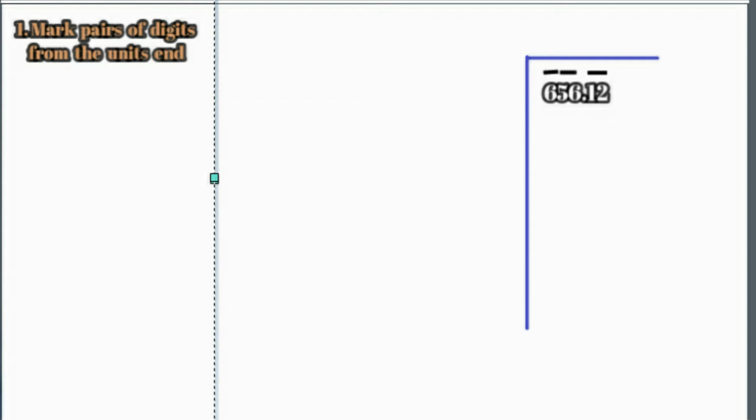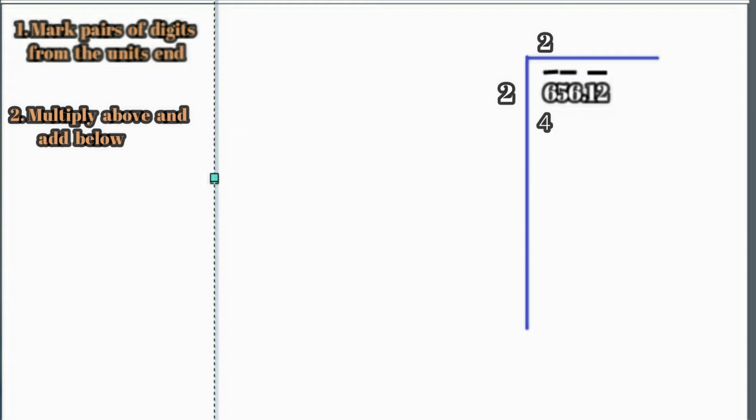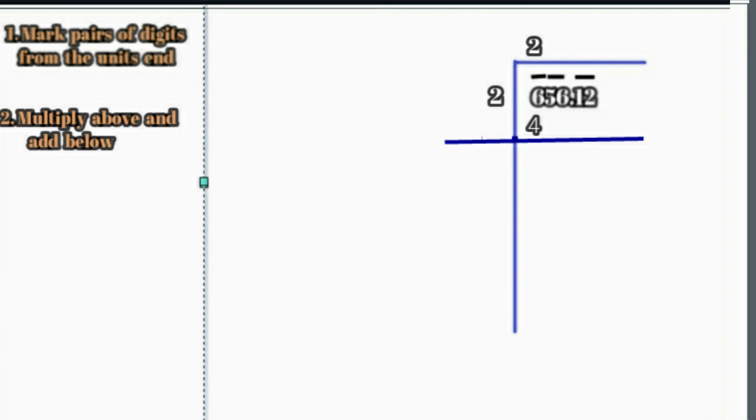We know that 2 square is equal to 4. 2 is the square root of 4. So, we write 2 here. Here we move on to our second step. Multiply above and add below. So, first we can focus on multiply above. Multiply 2 with 2 and write the product here. So, the multiplied number 4 is written on top. Now, let's come to add below. We add 2 and write the sum here, which is 4.